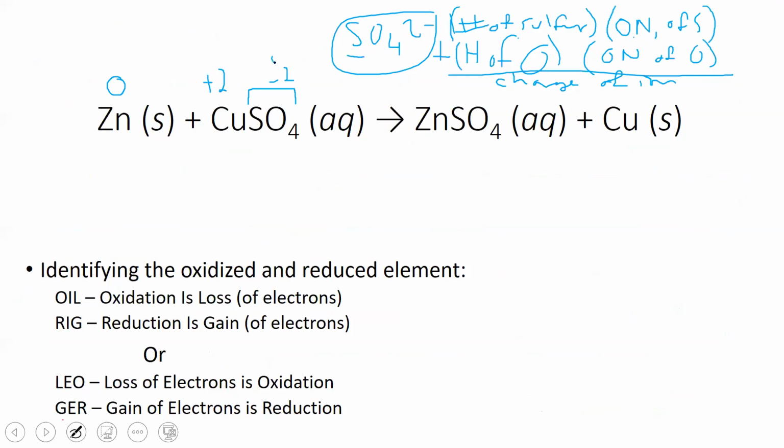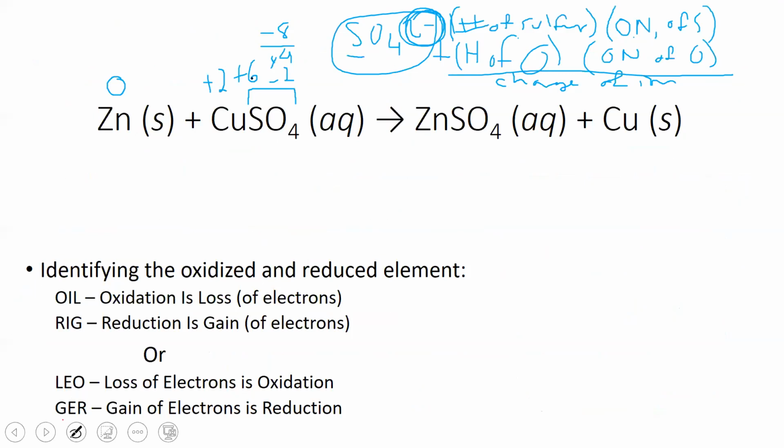Okay, well, -2 times 4 is going to be -8. So this -8 plus whatever sulfur is is going to equal the -2 charge up here. So sulfur has to be +6 in that part.